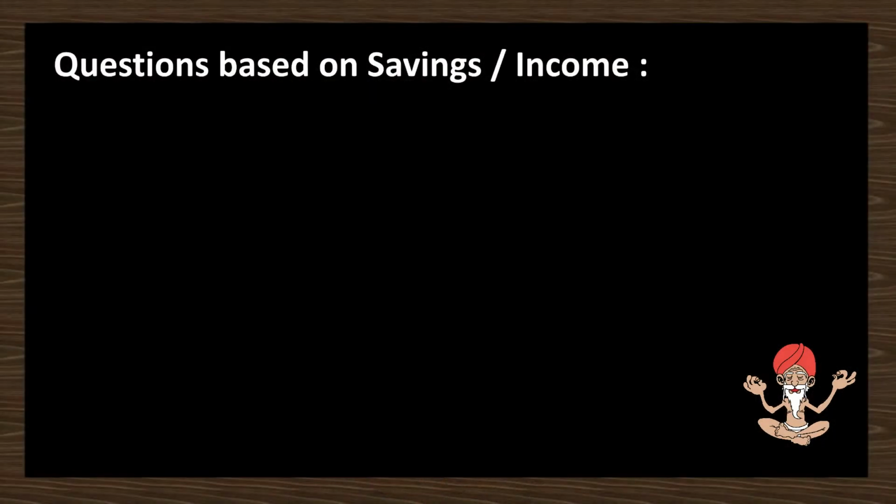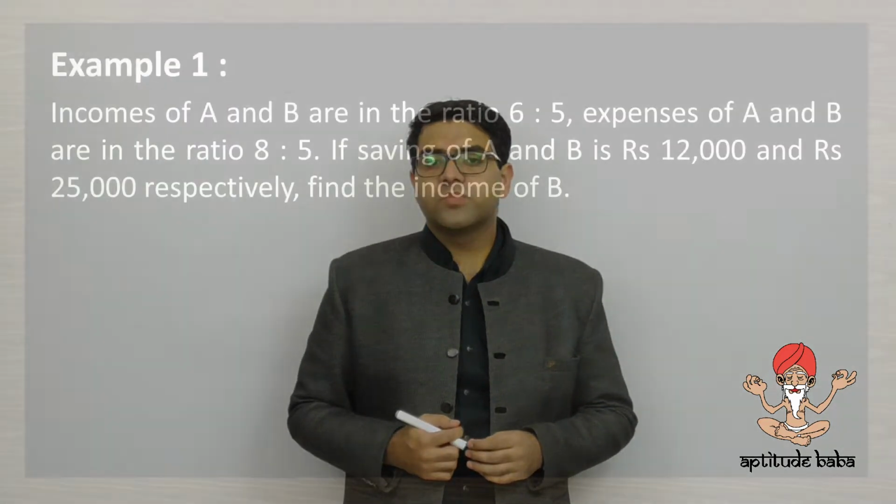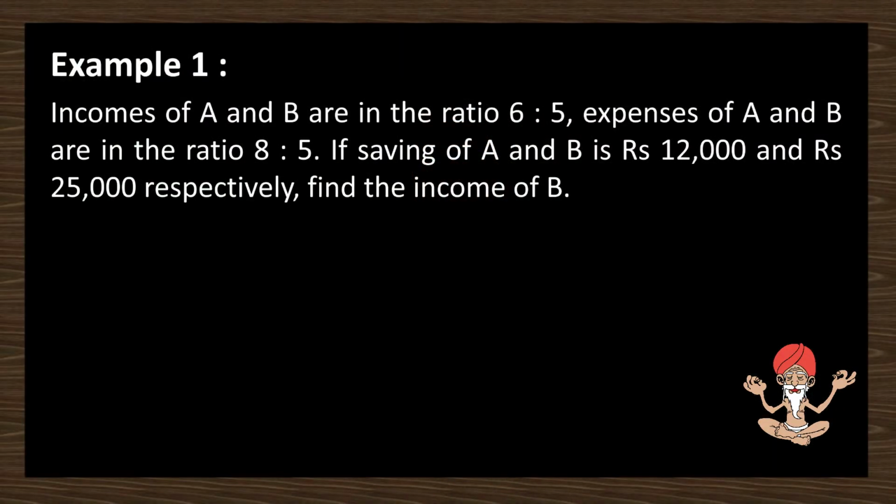The next type of questions that we have under the application of ratios are the questions based upon savings/income. Let us understand the basic concept of such questions using a very simple example. Incomes of A and B are in ratio 6 is to 5. Expenses of A and B are in ratio 8 is to 5. If savings of A and B is rupees 12,000 and rupees 25,000 respectively, find the income of B.